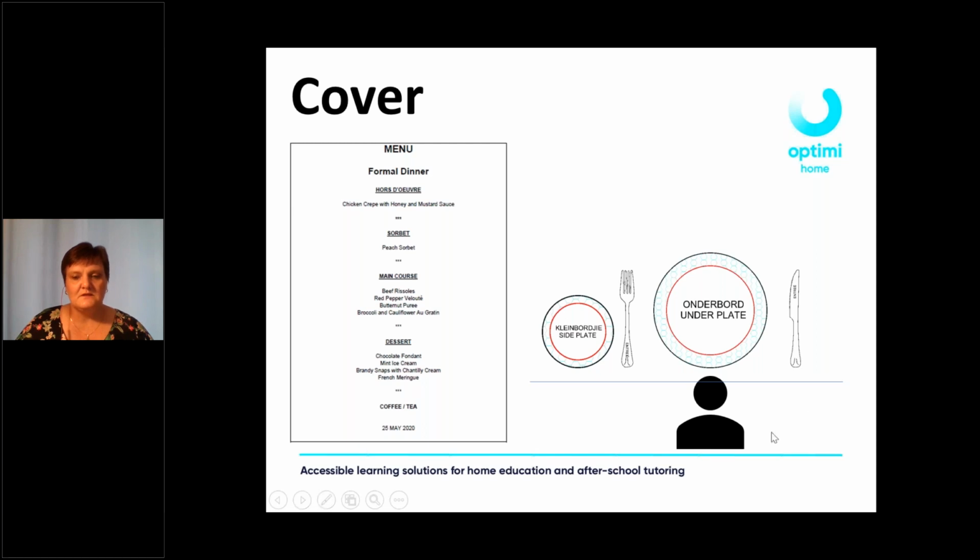So just remember I said from the outside to the inside. So this will be our first course and that will be on the outside. Then after that, we will serve sorbet. Now, in this case, I prefer to serve the sorbet spoon with the sorbet, or you can put the sorbet spoon just next to the knife there. So both ways will be correct.